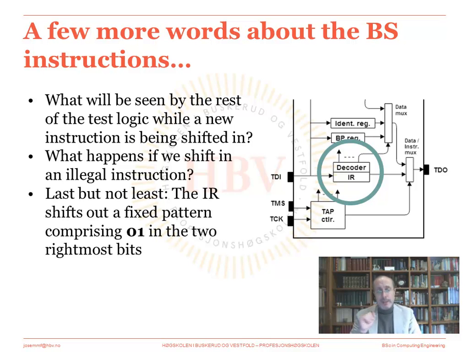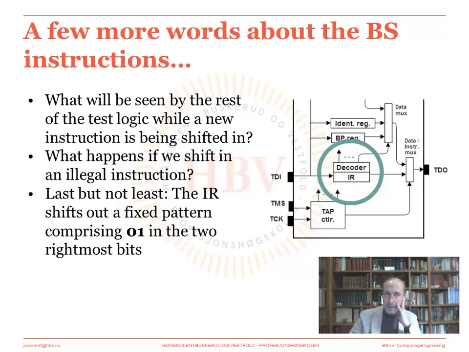And last but not least, an important feature is that when we shift something into the instruction register, what comes out at TDO is always the same fixed pattern, which comprises 0, 1 in the 2 rightmost bits. That is to say, whenever we shift in a new instruction, what comes out at TDO will always be the same logic pattern. And in this logic pattern, the 2 last bits are 0, 1.